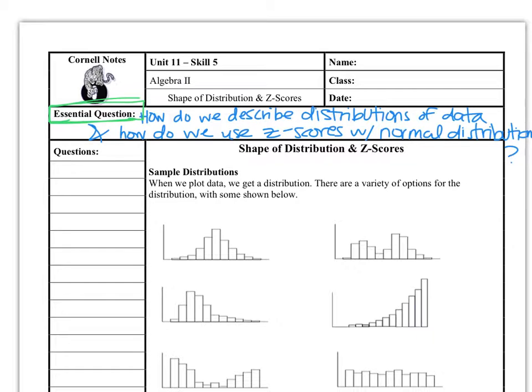So we're going to look at different sample distributions. When we plot data, we can get a distribution. There's a variety of options for distributions, with some of them shown below. Looking at this first one, we're going to call this symmetric. And you can imagine that we are calling it symmetric because the one side looks like the other, right?